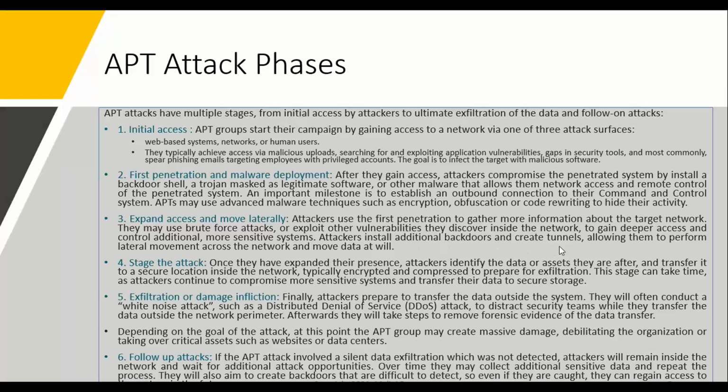Attackers install additional backdoors and create tunnels, allowing them to perform lateral movement across the network and move data at will. So once they start moving laterally and exploiting the sensitive systems, then they stage the attack. Once they gain confidence that they have enough access and enough data, and have expanded their presence, attackers identify the data or assets and transfer it to a secure location inside the network, typically encrypted and compressed to prepare for exfiltration.